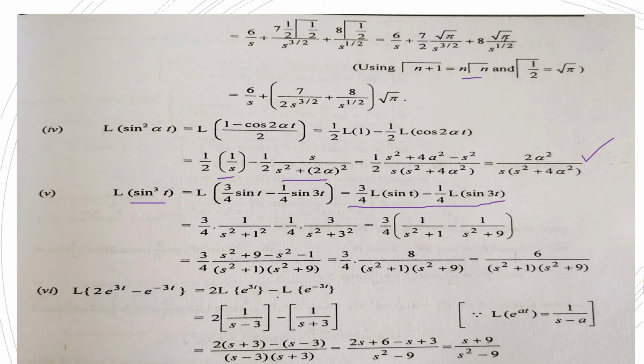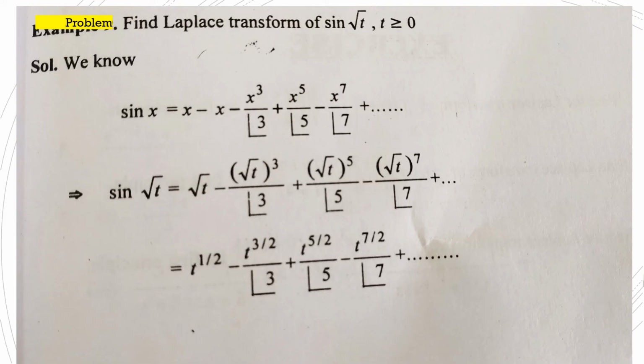So now here, Laplace of sine t. What is Laplace of sine t? It is a upon s square plus a square, because a is here 1. And what is Laplace of sine 3t? A is here 3, so it is 3 upon s square plus 3 square. Now simplify, you will get the answer. Another part is very simple, we have already done it using Laplace of e raised to power alpha t. Next one, this is a very important question.